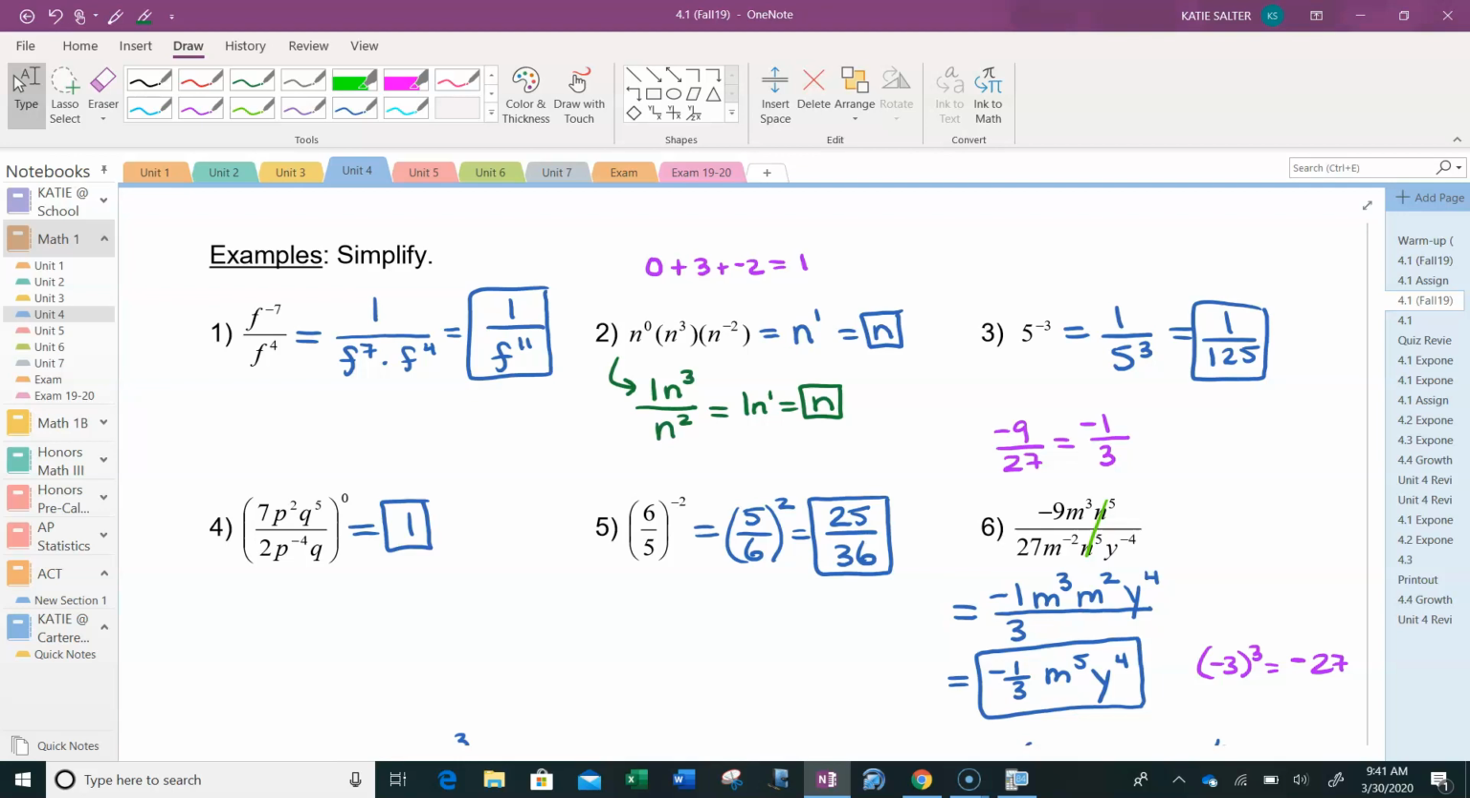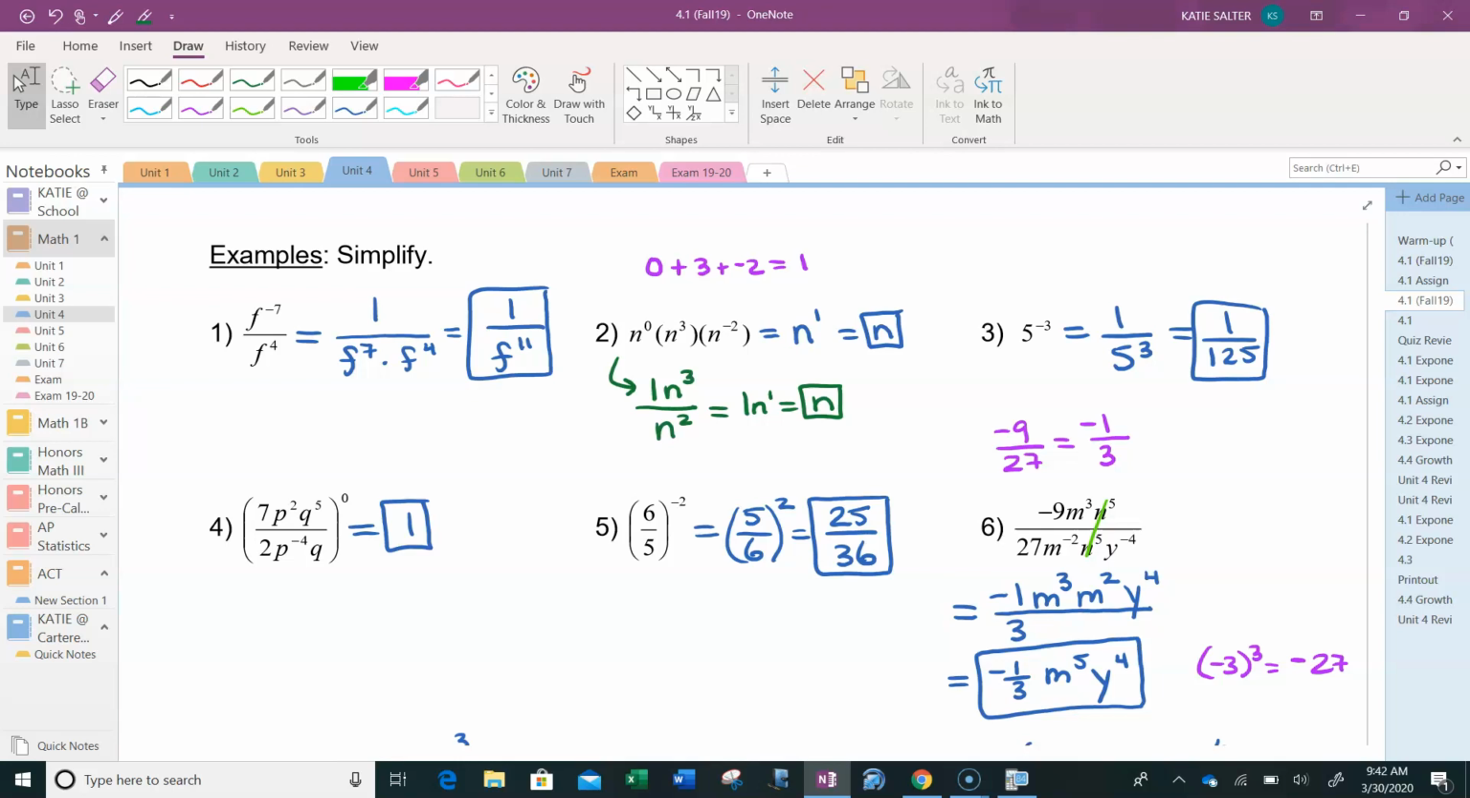And then that y to the negative 4th is not happy where it lives, so we're going to cross that line, change the sign. I find it's a lot easier if you go ahead and get rid of your negative exponents, then do your multiplying or your dividing. So then when we clean this up, m cubed times m squared is m to the 5th, y to the 4th is right where it is, and in the front it is negative 1/3.